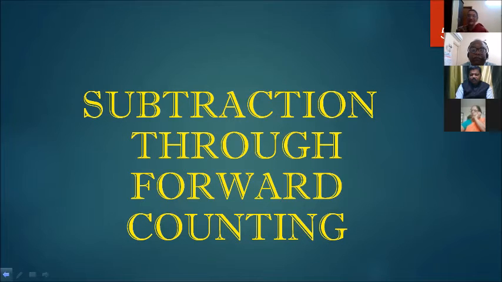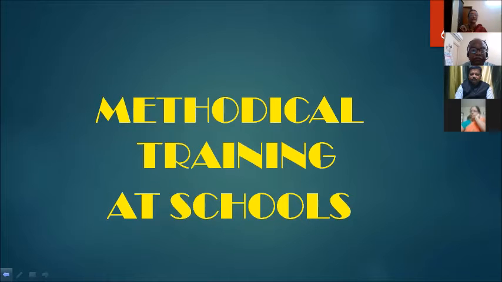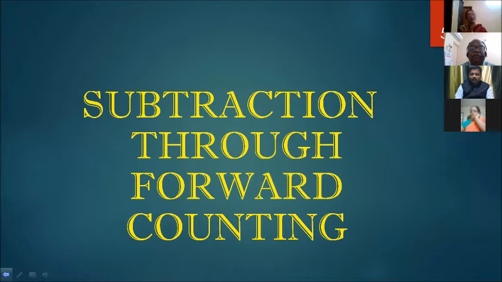8 minus 5 is 3. So from 3, how many fingers do they have to go? Or from 5, how many fingers do they have to go to reach 8? That way we can manipulate it, so it becomes forward counting. But many people use backward counting too. How do we work with backward counting? From 8, we are going backwards: 7, 6, 5. Therefore, the answer is 3. That's how the teacher teaches in the school.